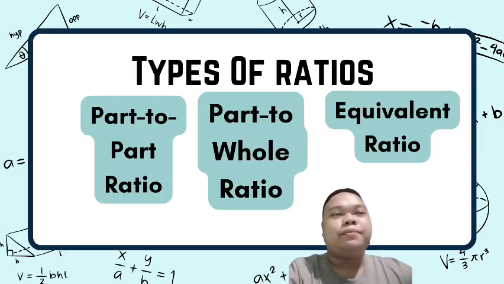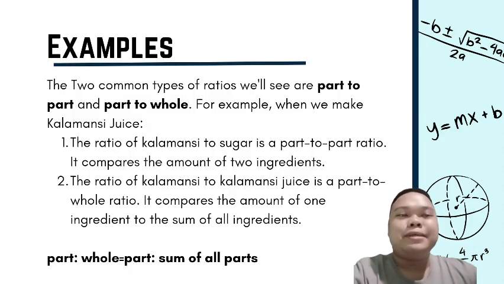There are three main types of ratios that we will discuss today: part-to-part ratio, part-to-whole ratio, and equivalent ratio. The two common types of ratios that we'll see are part-to-part and part-to-whole. For example, when we make calamansi juice, the ratio of calamansi to sugar is a part-to-part ratio, as it compares the amount of two ingredients. The ratio of calamansi to calamansi juice is a part-to-whole ratio, as it compares the amount of one ingredient to the sum of all ingredients.